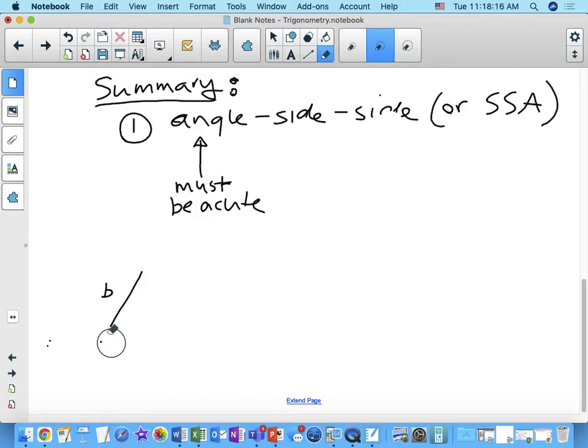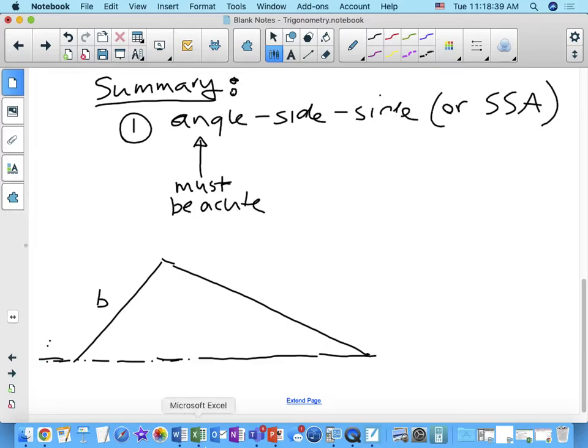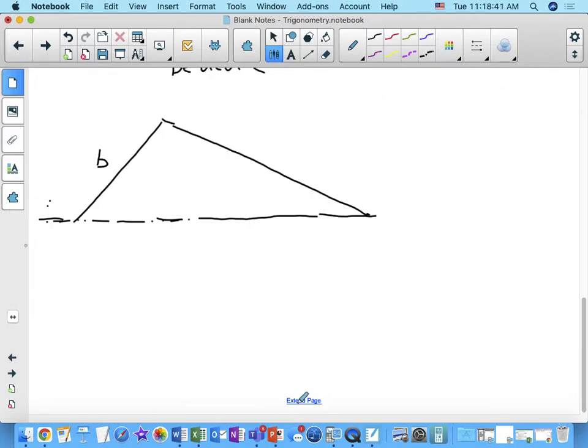It's not going to work because here's my baseline, right? Here's side B. If A is larger, like that, and I take this pendulum and I swing it, it's going to hit on the wrong side of the angle.